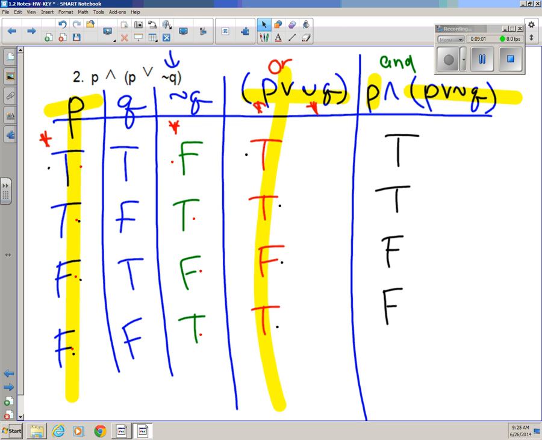Okay? So again, if you've got the scenarios, and you know how to start off your truth table, it should be really easy.